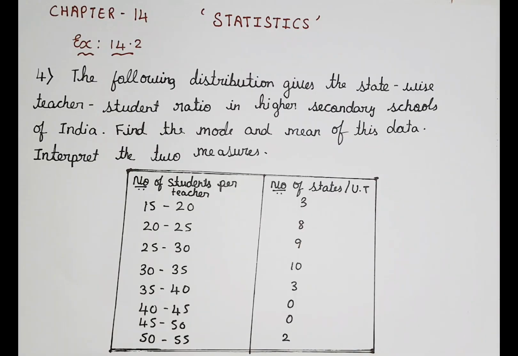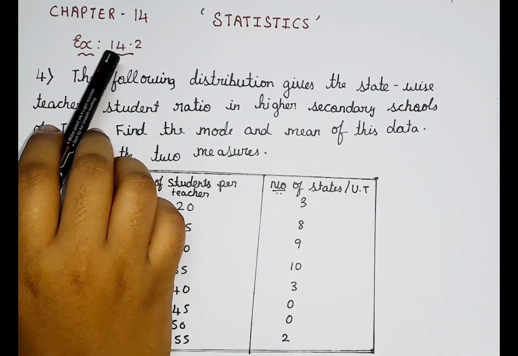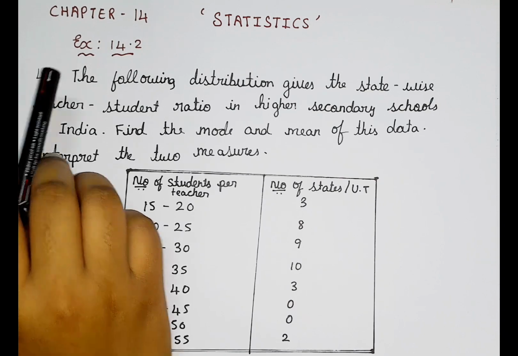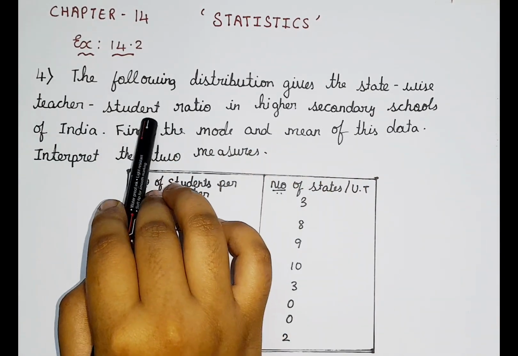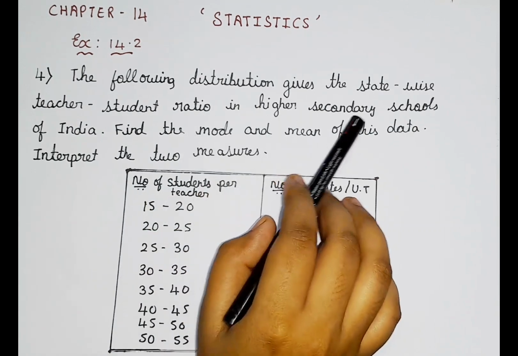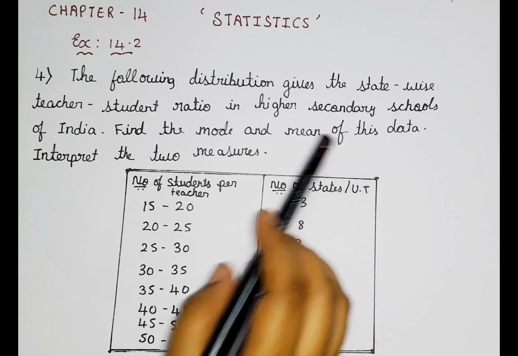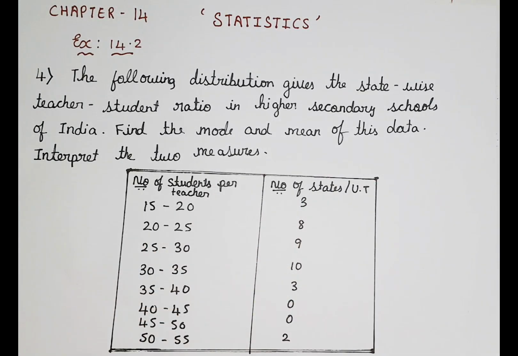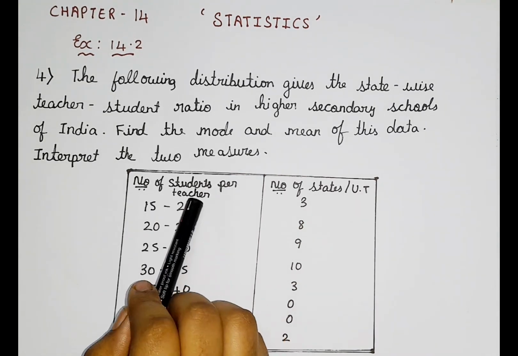Today we are going to be learning Chapter 14, Statistics, Exercise 14.2, fourth question. Alright, now let's read the question. The following distribution gives the state-wise teacher and student ratio in higher secondary schools of India. Find the mode and mean of this data. Interpret the two measures.